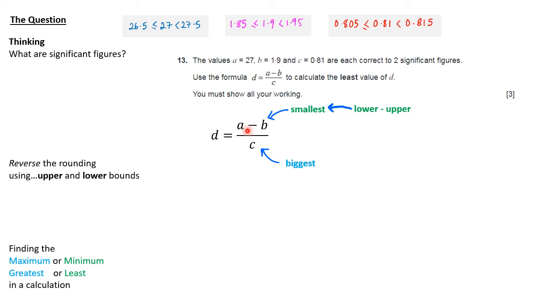So to make this as small as possible, I'm going to do the lower bound of A, take away the upper bound of B. So in this case, 26.5 minus the 1.95. So the lowest value for A, take away the biggest value for B. And I've already decided I need the biggest value for C, so I'm going to divide that by 0.815. Pop that into my calculator and maybe just give it to two significant figures if you see fit.